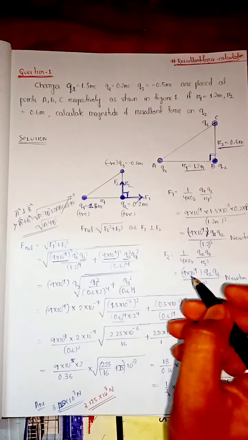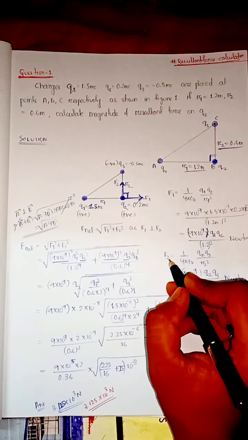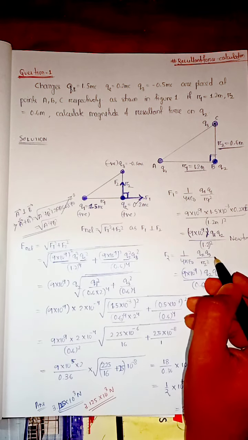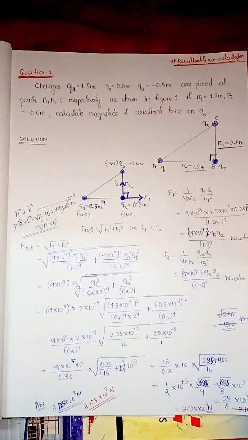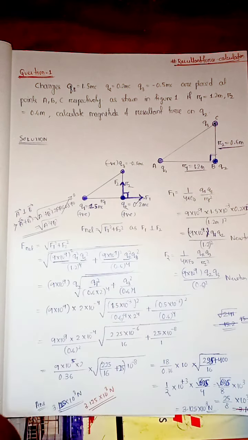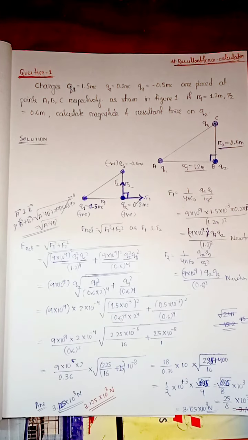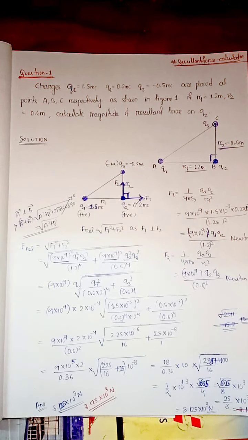So here F1 is 1 by 4 pi epsilon naught, q1 into q2 by r1 square, and F2 is 1 by 4 pi epsilon naught, q2 into q3 by r2 square. So now F net is the square root of F1 square plus F2 square. This is the theoretical part we solved, but now the main important thing is how we solve it numerically.